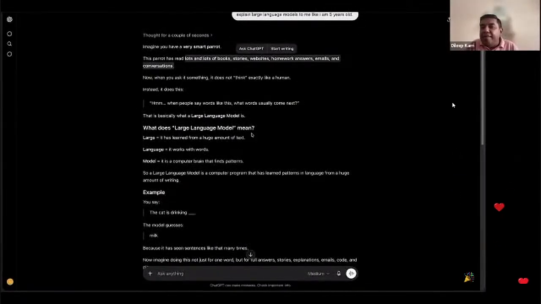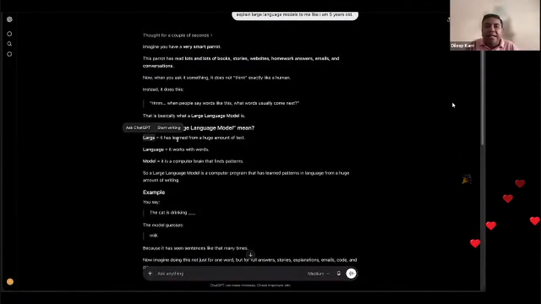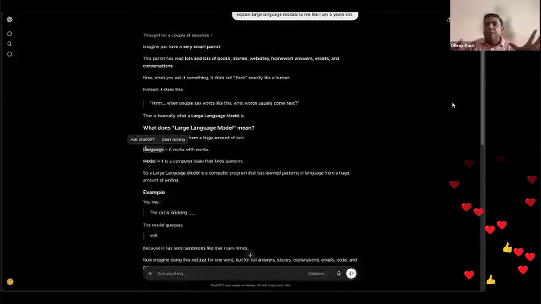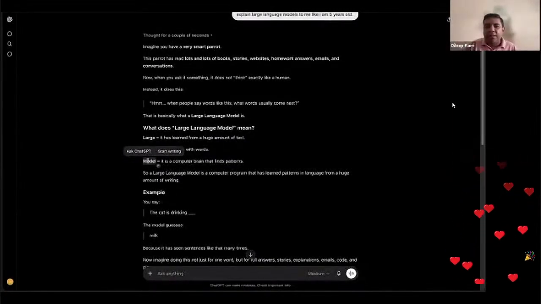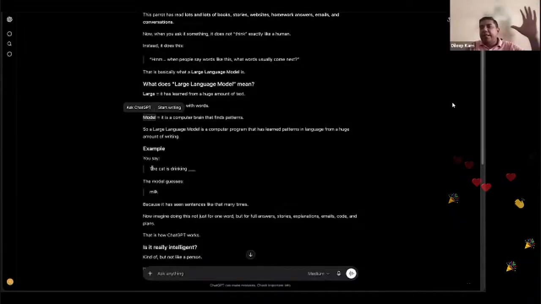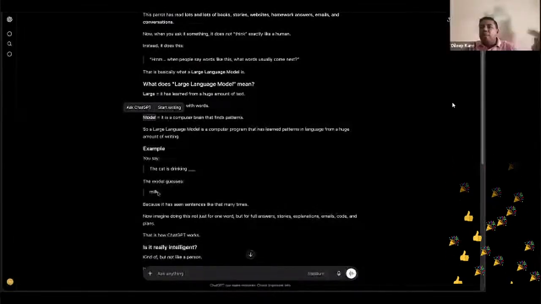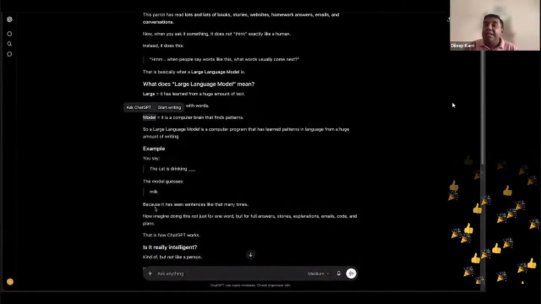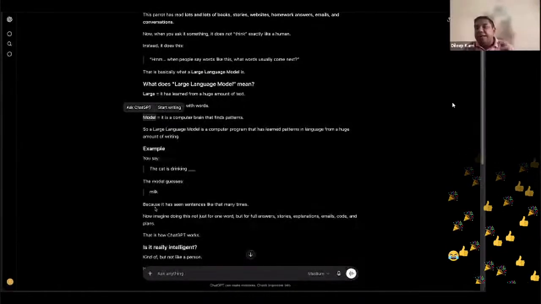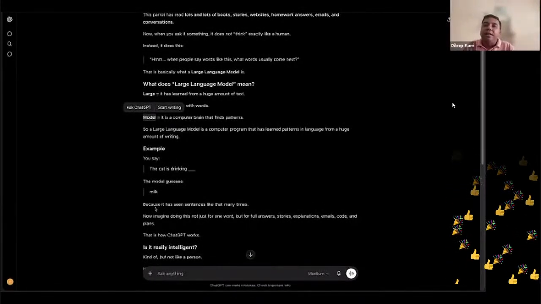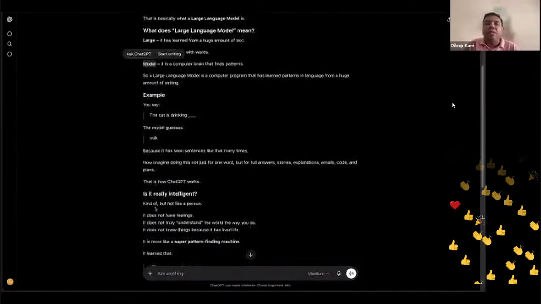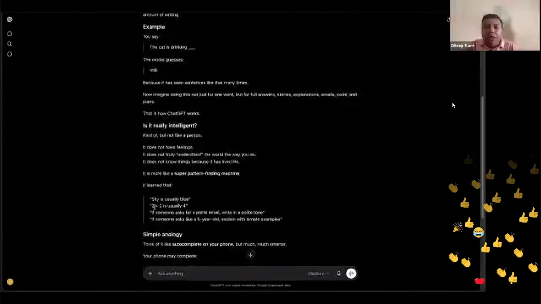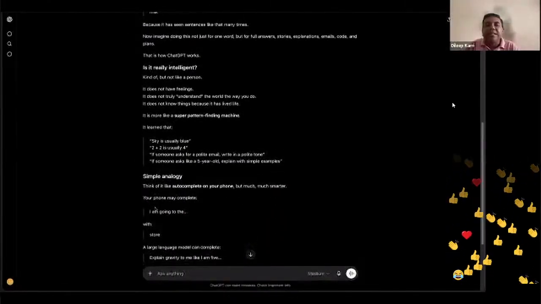So, what does large language model mean? Large is it has learned from a huge amount of text. Language, it works with words. Model, it has a computer brain that finds patterns. So, for example, when I say the cat is drinking dash, the model guesses milk because it has seen sentences like that many times. It has seen sentences where cat drinks milk multiple times. Okay, so it has just understood things, right?